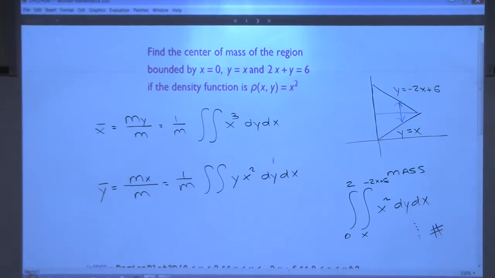If that region looked like you should do it in polar, then yeah.